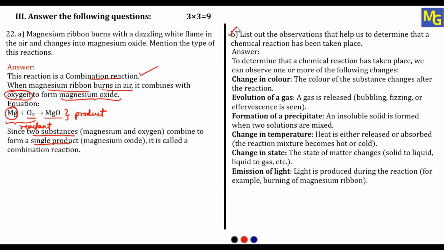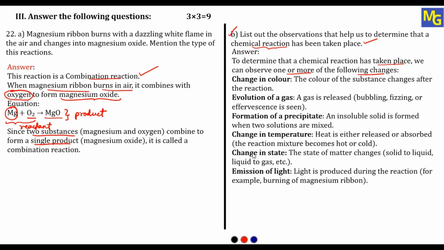Now the B sub-question is: list out the observations that help to determine that a chemical reaction has taken place. This is a question from the textbook, from the first page of the Chemical Reactions and Equations chapter. The question is asking, whenever a chemical reaction takes place, what are the observations? To determine that a chemical reaction has taken place, we can observe one or more of the following changes. Here I have listed out all the changes.